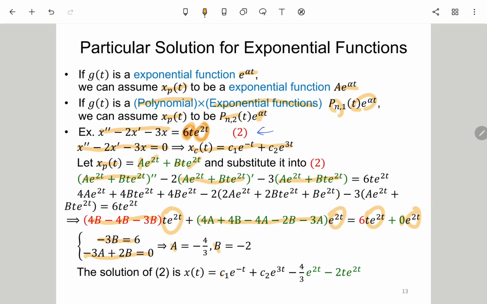And then finally, this is the complementary solution xc of t. This is the xp of t. So this is pretty straightforward.